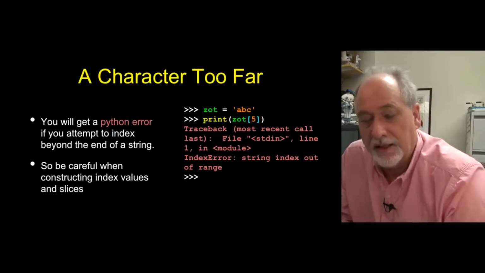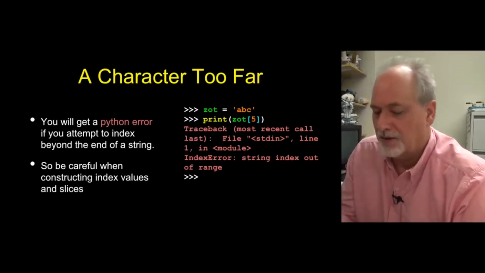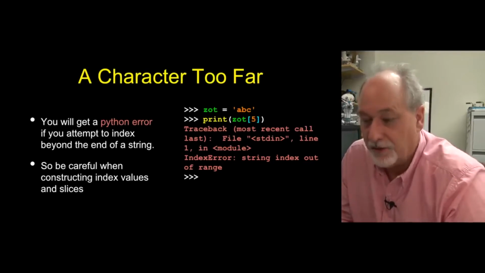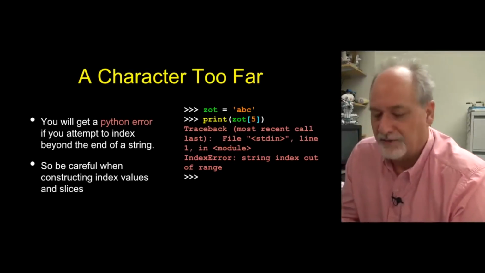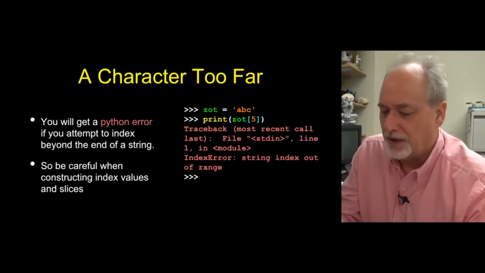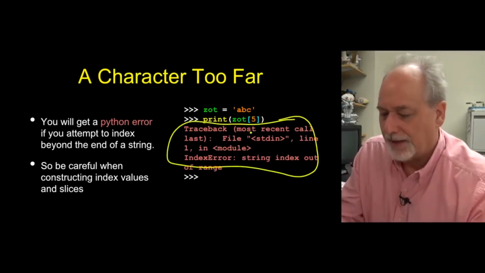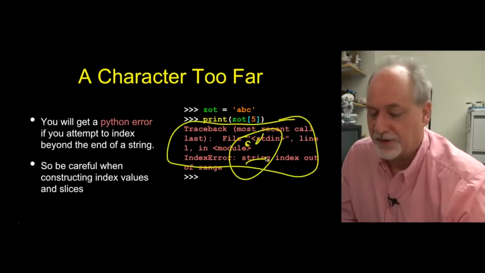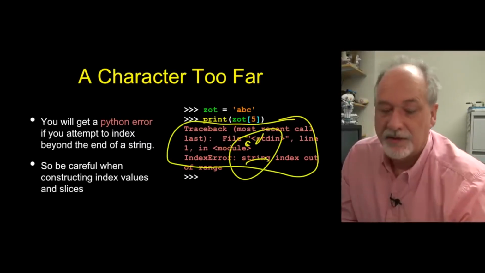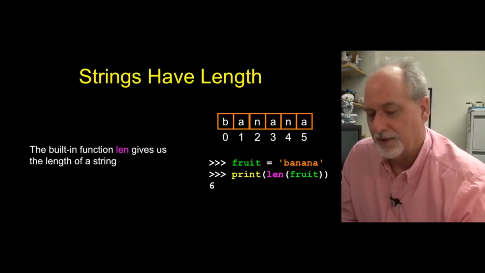You can't index beyond the length of the string. So if I say zot sub 5, well, there are only 3 characters, which means 0, 1, 2, but sub 5 doesn't work. And of course, we get a happy little traceback. So you have to be careful when you're starting to pull stuff out of strings. Although some of the things allow it, some of them don't, and you'll get used to that.